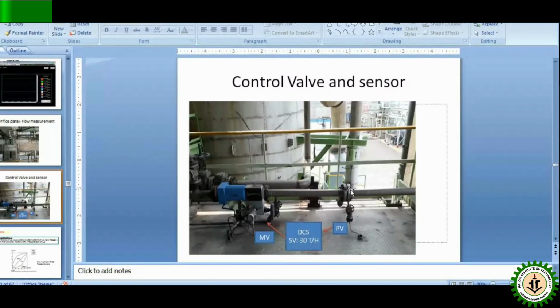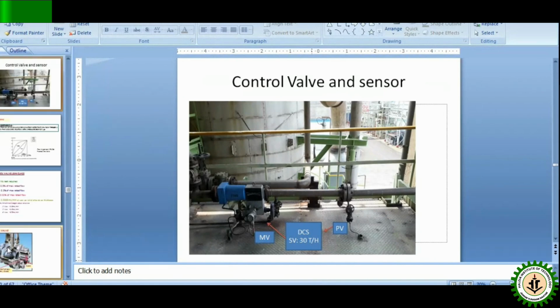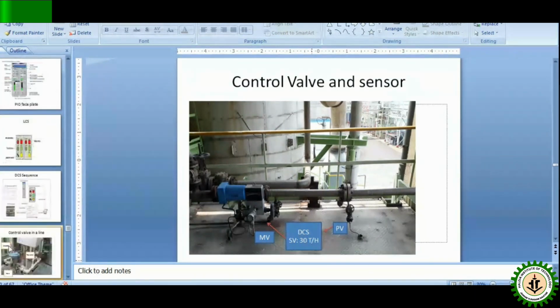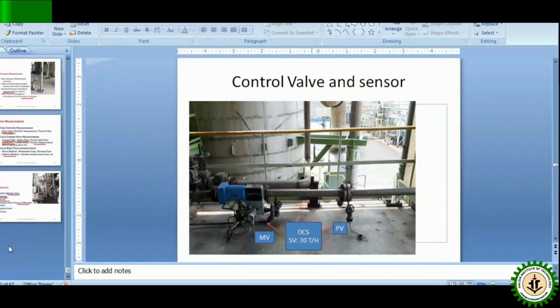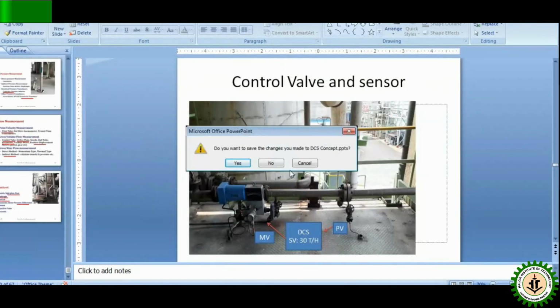Suppose the PV is measuring 40 tons, and your set value is 30 tons. So what will happen? This will instruct the valve: please reduce the flow, please close it. By the help of this signal, it will work accordingly. So this is how a control system looks like. I just tried to give a brief explanation of that. Now I'll show you another industrial view.